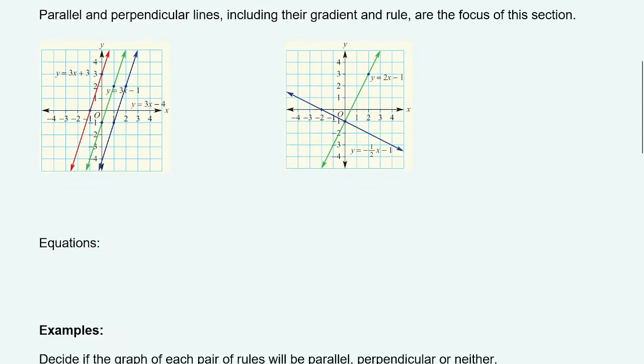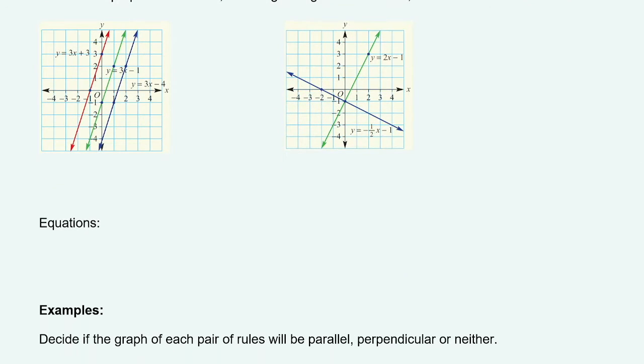So let's have a look. Our parallel lines, it's actually pretty simple. They will have the same gradient. So if you come across some equations that all have the same gradient but different y-intercepts, those lines are going to be parallel to each other when you graph them, which I think is actually pretty cool.